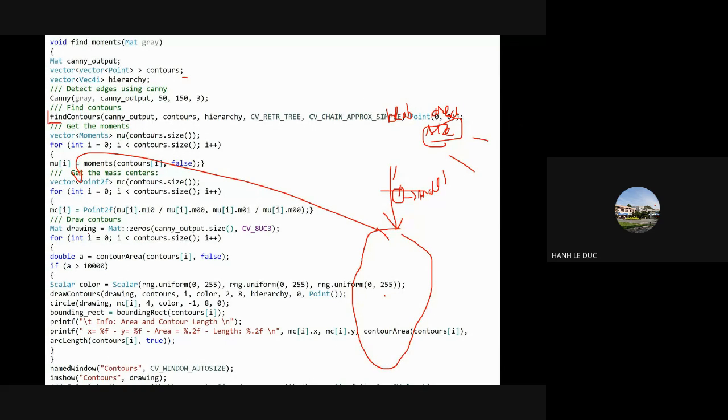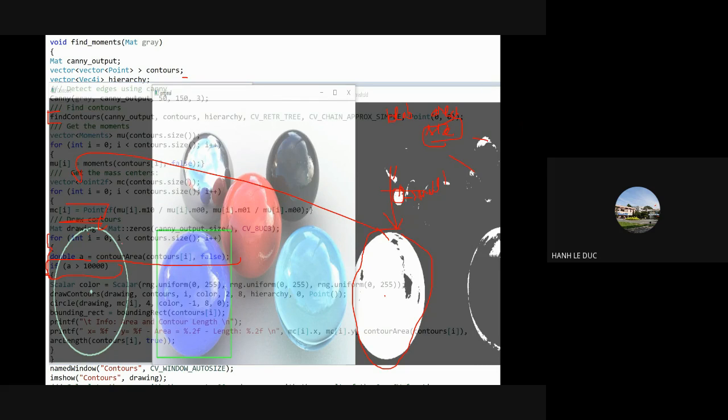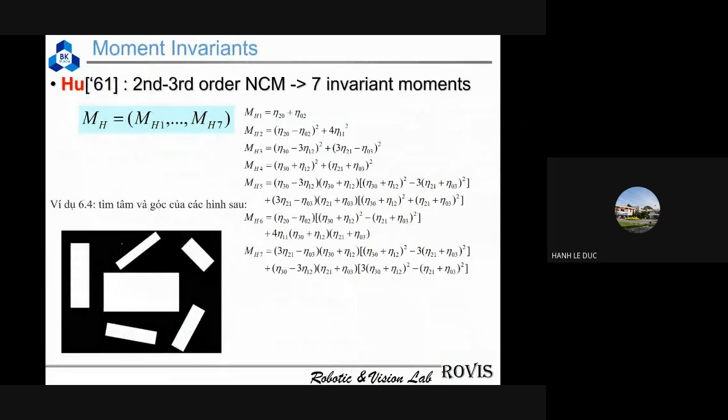After I find the contours, I calculate the area of all the contours, but I just draw the contours with the area bigger than 10,000. Because I know that this is the biggest one, the area bigger than 10,000 will be displayed here. Okay, and this is the previous example.